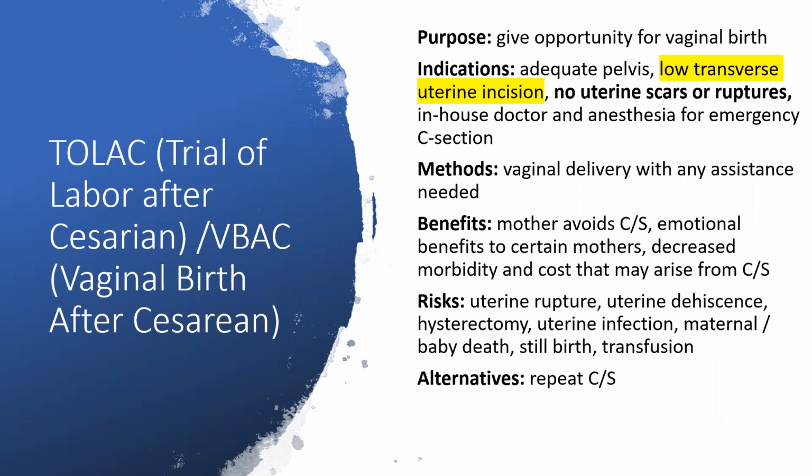The indication of this is if they have a low transverse uterine incision, they have no uterine scars or ruptures, they have an in-house doctor, and anesthesia prepared if needed for an emergency C-section. The method of this would be a vaginal delivery with any assistance needed. The benefit of this would be if a mother wants to not have another C-section, maybe she wants to have a vaginal birth because she feels that might give her a more emotional benefit.